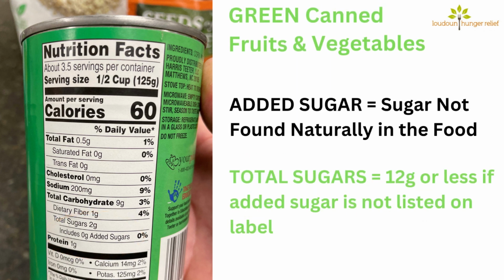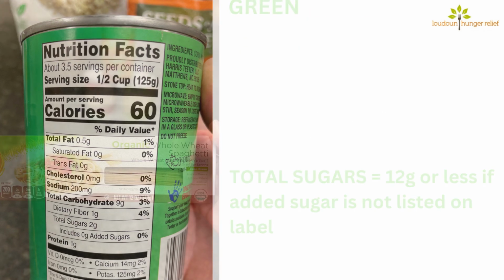A note on added sugar. This is sugar that is not found naturally in the food. Not all items list both added and total sugars on the label. There is an exception for canned fruits and vegetables if added sugars are not listed. Total sugars must be 12 grams or less to be ranked green.